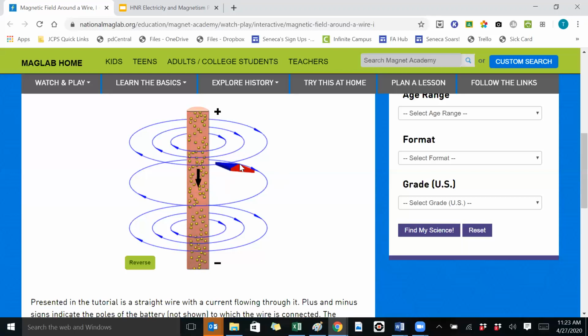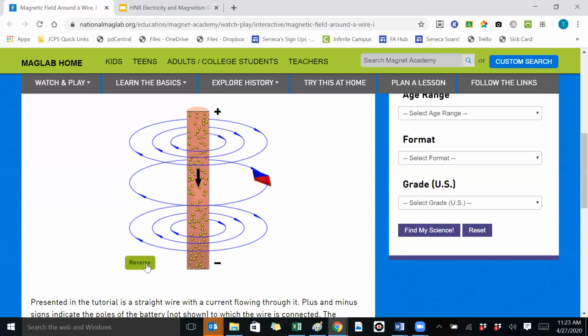So if I move my compass and trace the path of the magnetic field around the current carrying wire, I see that my compass needle moves in a circular pattern and that it is moving clockwise, which means it's moving to the right around the current carrying wire as the current is flowing down.